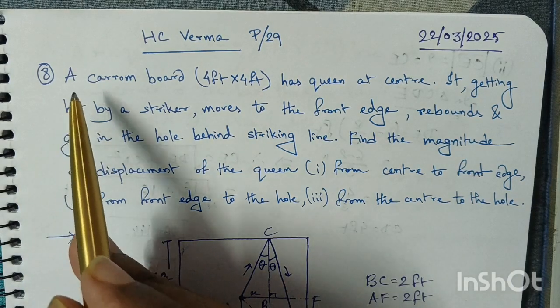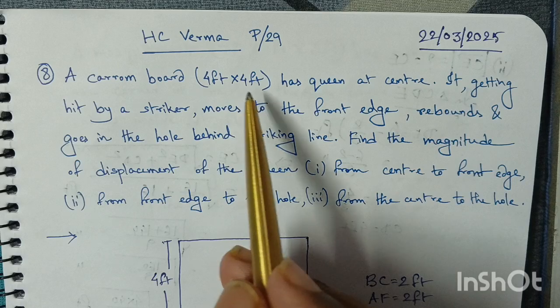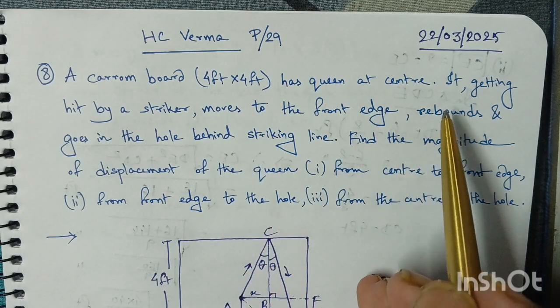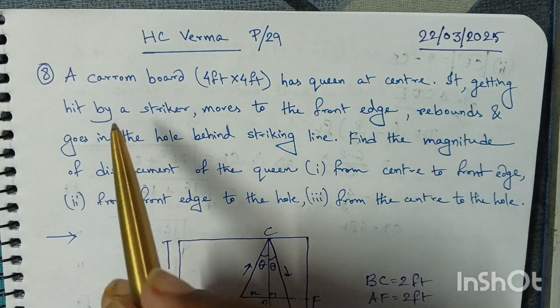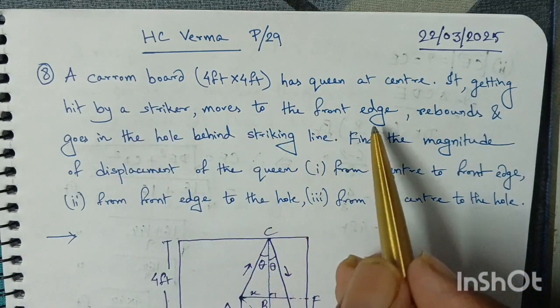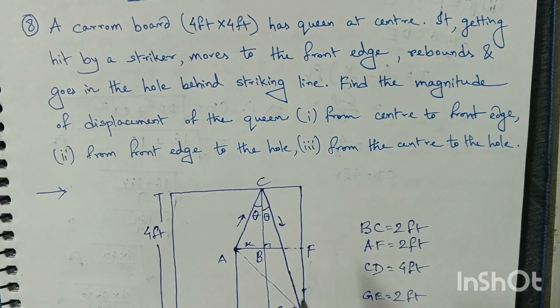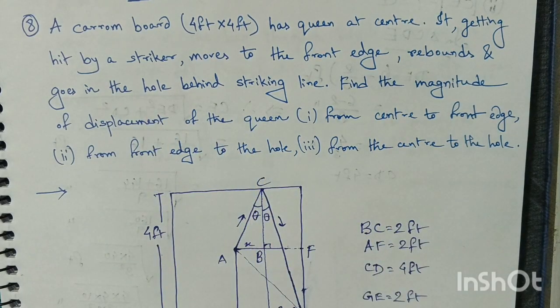It says a carom board with dimensions 4 feet cross 4 feet has queen at its center. The queen, getting hit by a striker, moves to the front edge, that is from A to C, then rebounds at C as shown in the figure, and goes in the hole behind the striking line, that is at the point E.